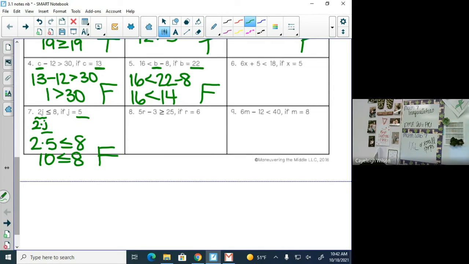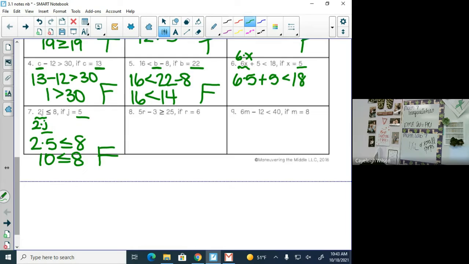Hold on, Abe. All right, so on number 6, it says 6x plus 5 is less than 18 if x equals 5. So once again, there's no operation between the 6 and the x. So we understand that this is times. So that's 6 times x. So what number am I going to put in for x? 5. So 6 times 5 plus 5 is less than 18.